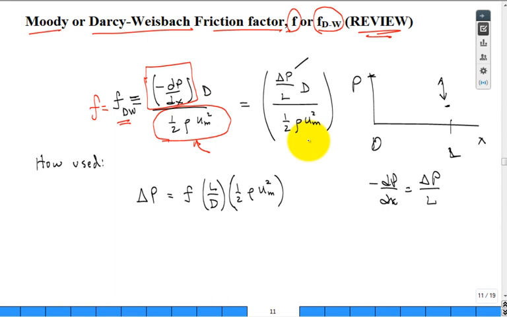All right. How is this equation used? Well, this is actually the way I remember it. The pressure loss is equal to the friction factor, length over diameter, times the velocity pressure or dynamic pressure.